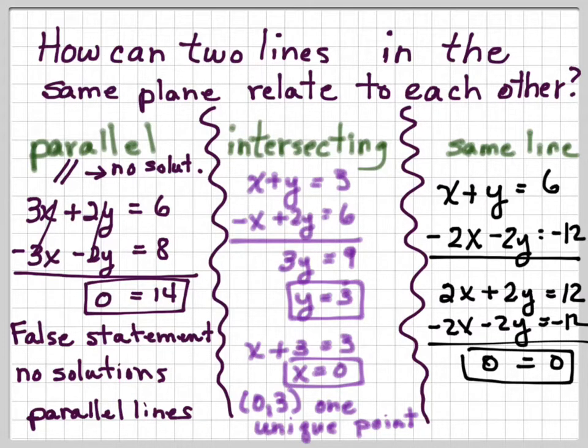Well, 0 equals 0 is a true statement, but we don't have any x's or y's left over. So what we know about this is, because it's a true statement, any x and y will fit into that. Choose an x and find a y, and both of those will be on that same line, because it's just two equations for the same line.